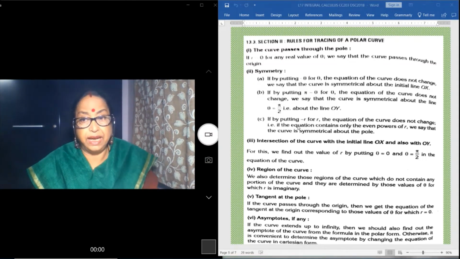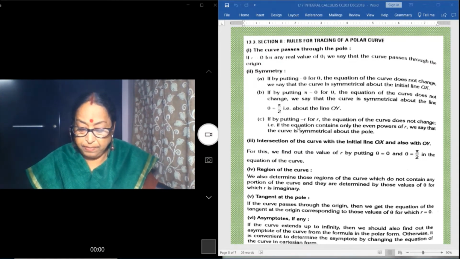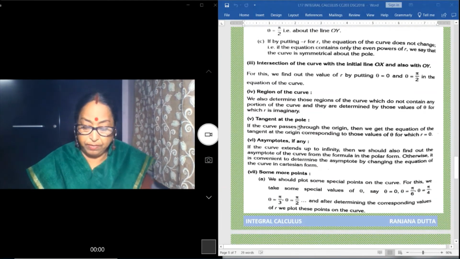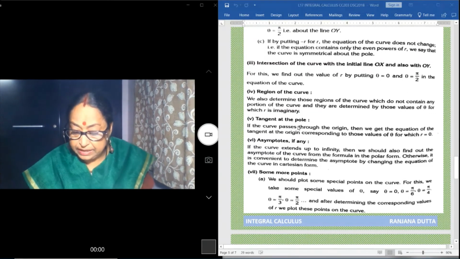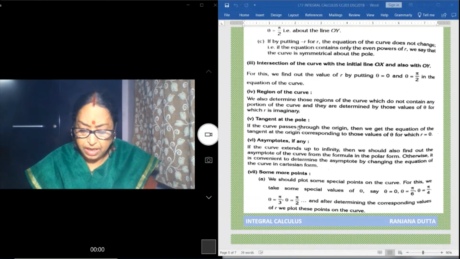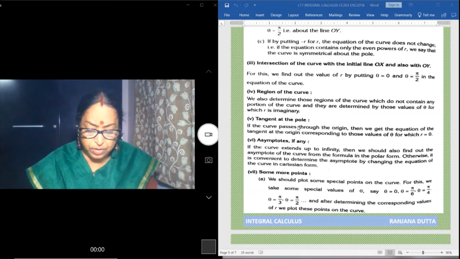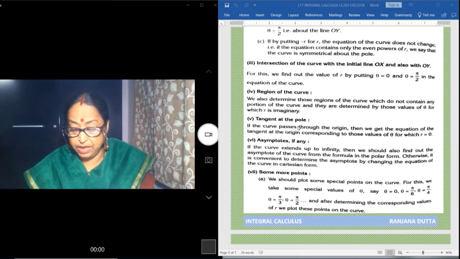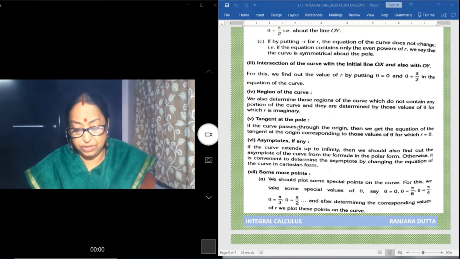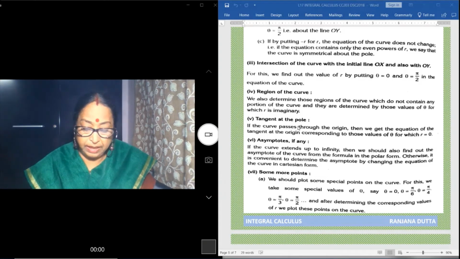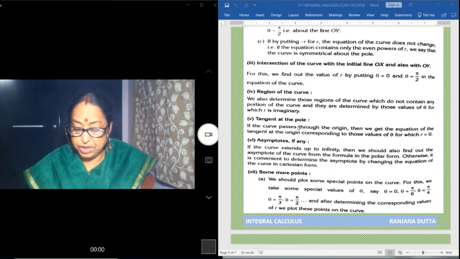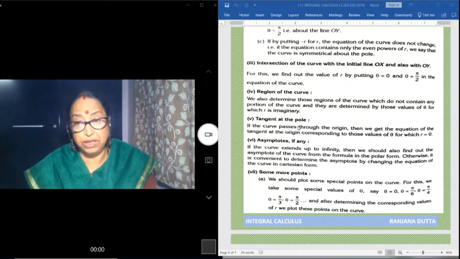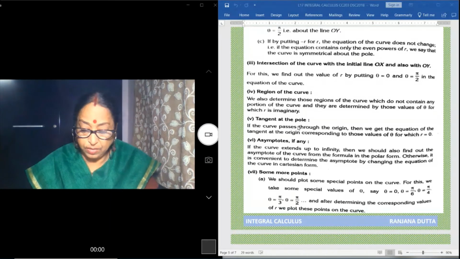Then tangent at the pole. If the curve passes through the origin, then the equation of the tangent at the origin corresponds to those values of theta for which r is equal to 0. Again, I am saying if the curve passes through the origin, then we get the equation of the tangent at the origin corresponding to those values of theta for which r is equal to 0.